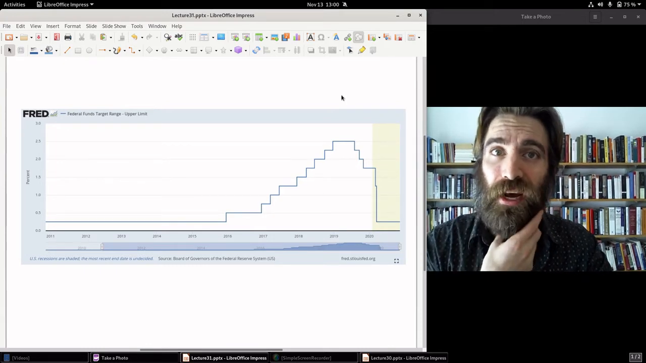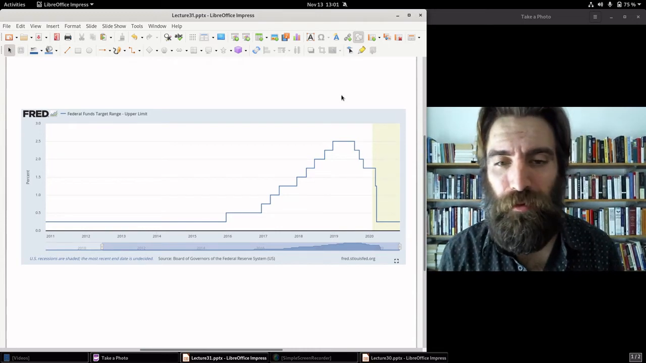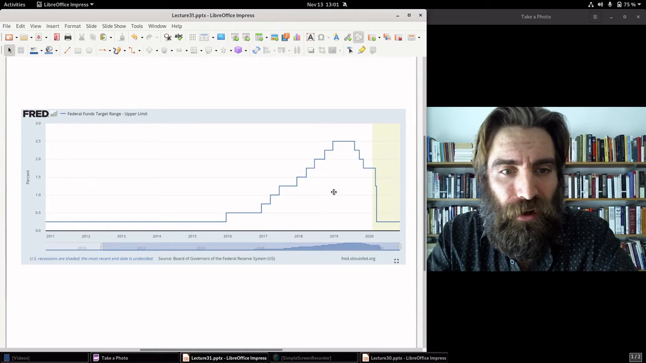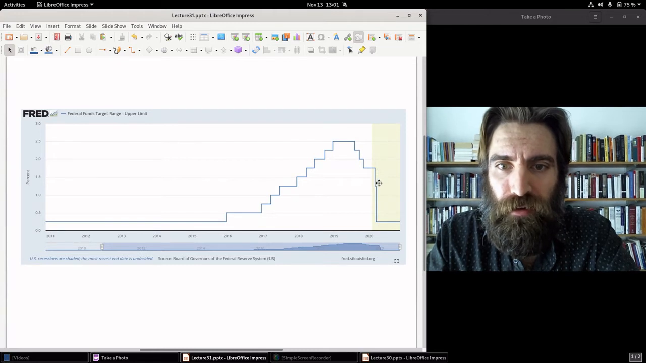Presidents do have, and Congresses have an interest in low interest rates because temporarily it helps the economy supposedly, but it can have consequences. Can have quite severe consequences. But yeah, look at that. Look at that drop. That's in March of 2020. Just plunge.